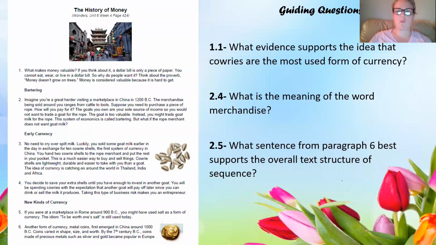All right, let's go ahead and look at our questions. Question 1, what evidence supports the idea that cowries are the most used form of currency? So first of all, I'm going to look for the word cowries in my text. All right, so right here it says, in exchange for 10 cowrie shells, the first system of currency in China.